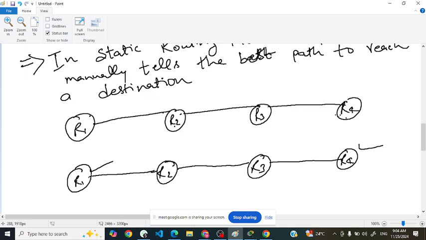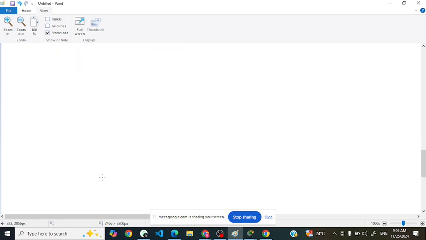In most of the cases, the instructor will tell you that you will have to manually perform it and manually configure it, but they will not tell you the exact definition. Is it clear? Yes, sir. So first of all, we will discuss static routing.